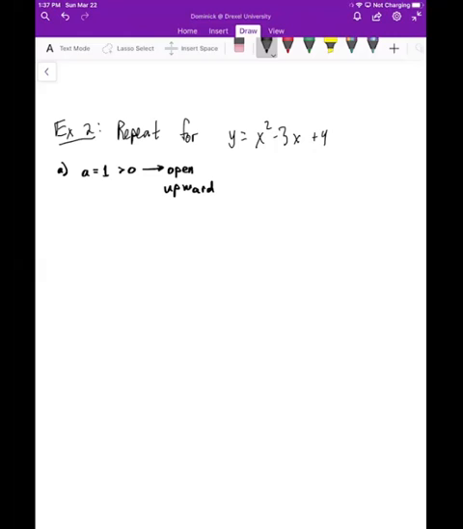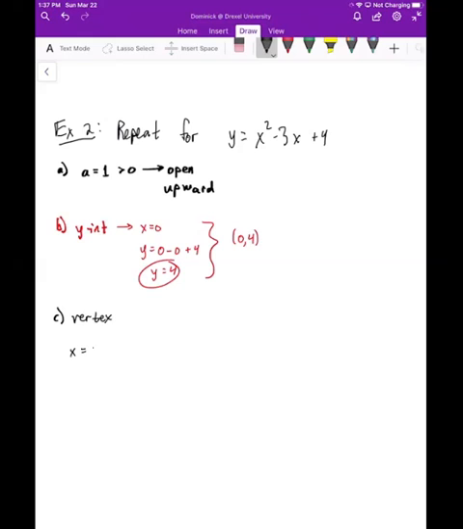So that's one thing. Part B, we want the y-intercept. So if x is equal to 0, we get that y is equal to 0 minus 3 times 0 plus 4. So we get pretty quickly that y is equal to 4. So if we have a y-intercept, that tells us that we have a point of (0, 4). All right, part C was we found the vertex.